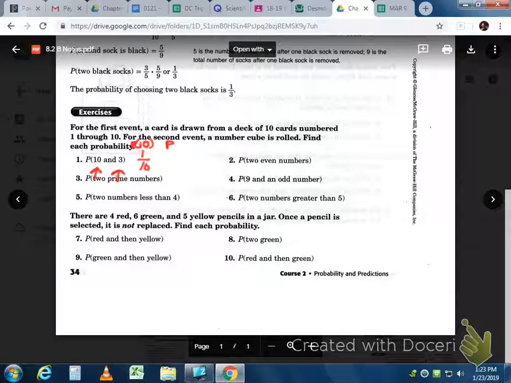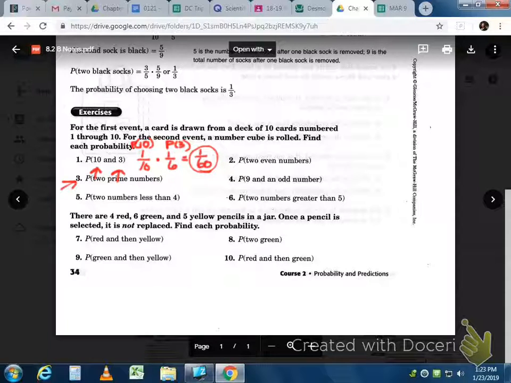Okay, now what's the probability of rolling a 3? Caden? 1/6. So 1/10 times 1/6, the probability of both of them occurring. Multiply straight across, it'd be 1/60. Caden, how many are 1/6? On a number cube, there's 6 sides, and the probability of rolling a 3, so one 3 out of 6 sides, is 1/6. Okay? All right.